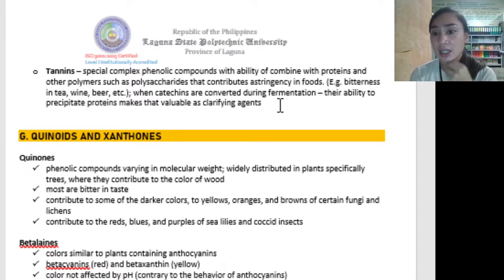So, paano nangyayari yon? When catechins are converted during fermentation, yung ability niya to precipitate proteins makes it valuable as a clarifying agent. So, hindi lang siya nagpo-promote ng astringency or nagbibigay ng bitterness sa mga wine, beer, and other beverages. It's also a clarifying agent.